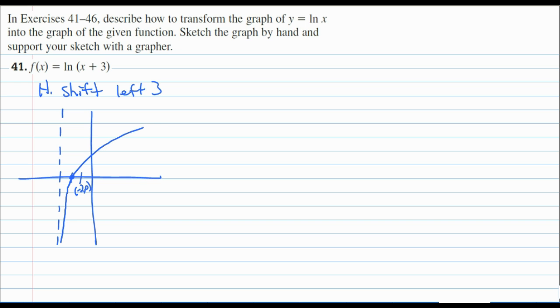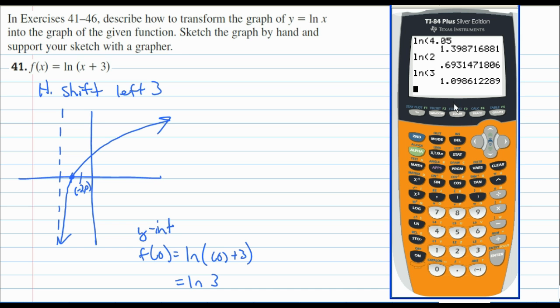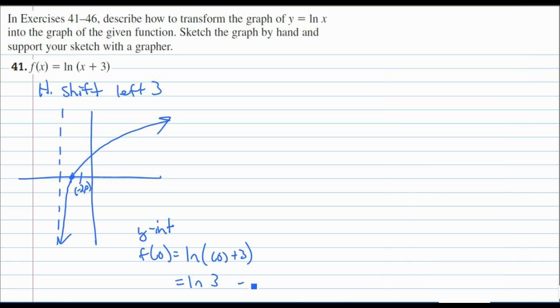Now I can see that my graph is actually going to go through the y-axis this time. So I can find the y-intercept by plugging in 0 for x. So the natural log of 3 by my calculator, oh, I already calculated that, look at that, is 1.10. So this will be 0, 1.10 approximately.